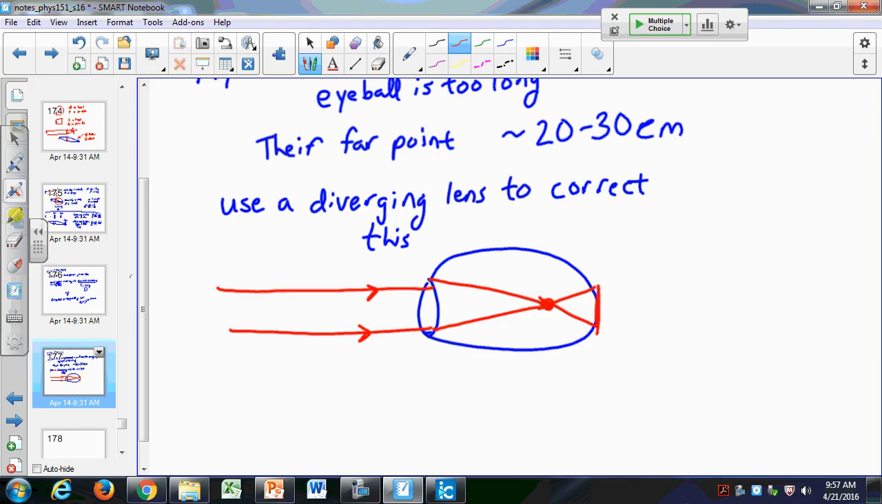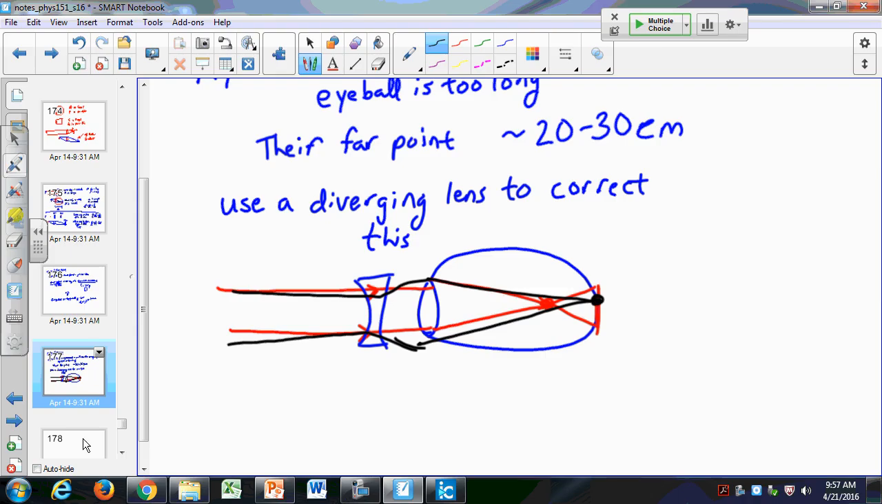Okay? So what you do to fix this is you take a diverging lens or a concave lens like this, and what it does is it takes your rays and it bends them out before they come into the eye, and then the eye focuses them at the back of the retina. So that diverging lens causes the rays to diverge before they come into the convex lens of the eye. And then the convex lens will focus that at the focal point at the retina. So it'll give your combined system a longer focal point than what you would have otherwise.